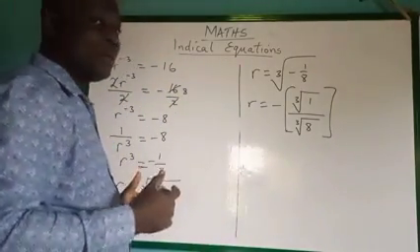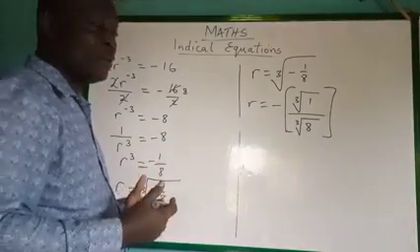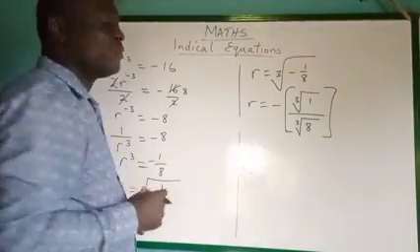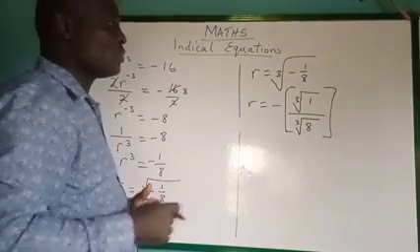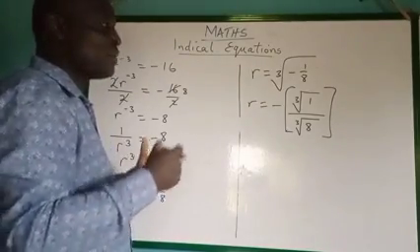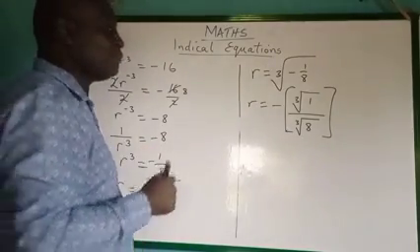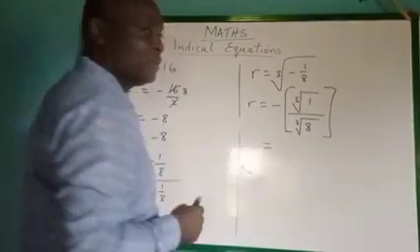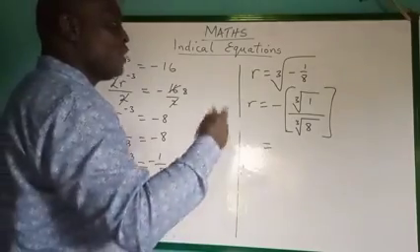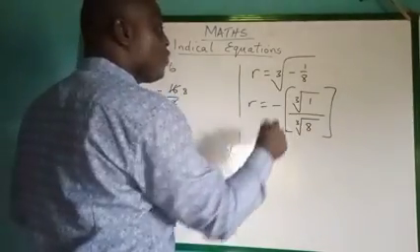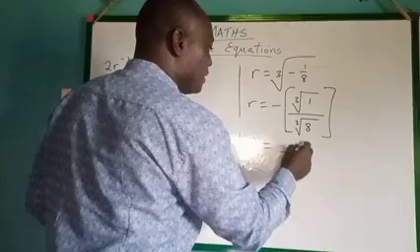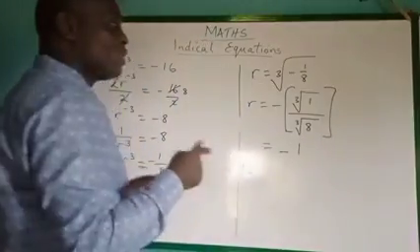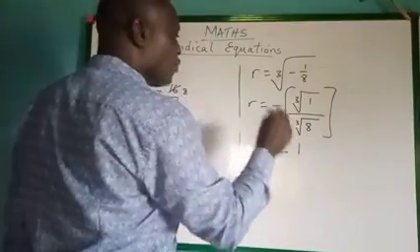When we start the laws, you will find out that this rule holds. And that is one of the rules we have studied in indices. So we now ask ourselves, what is the third root of 1? Third root of 1 means look for a number that you multiply 3 times that will give you 1. And that is actually 1.